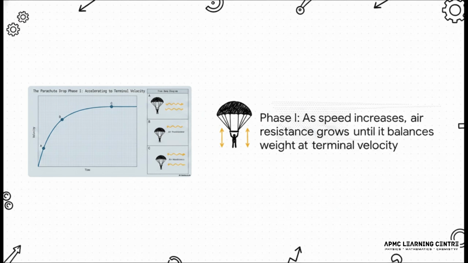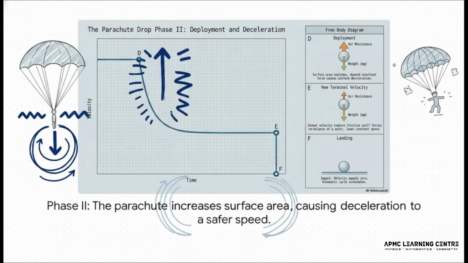Finally, at point C, you hit the sweet spot. You're moving so fast that the upward force of air resistance perfectly balances the downward force of your own weight. The forces are in equilibrium again. Your acceleration drops to 0, and you are now falling at a constant maximum speed. We call that terminal velocity. And then, you pull the ripcord and phase 2 begins.